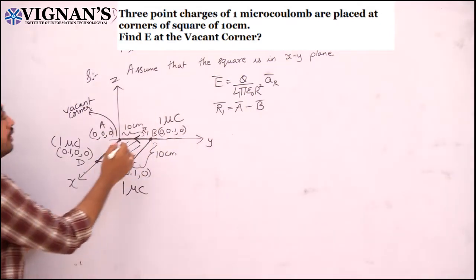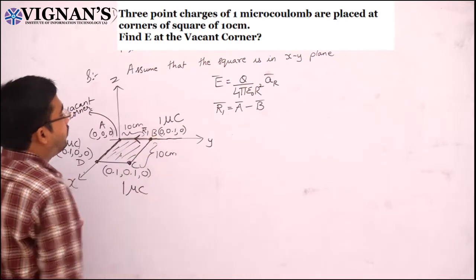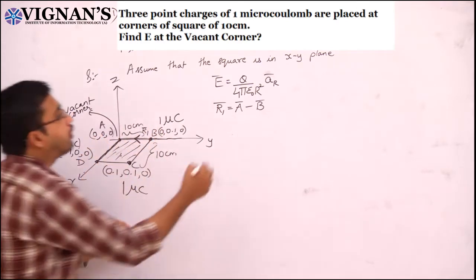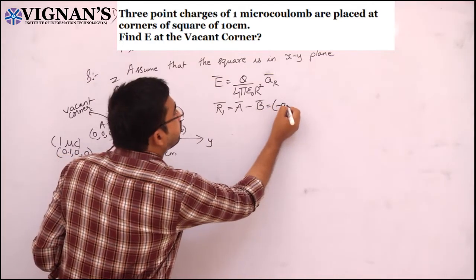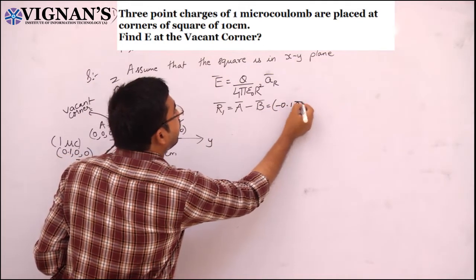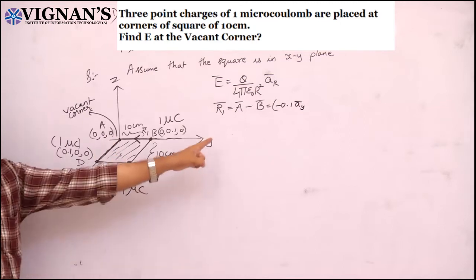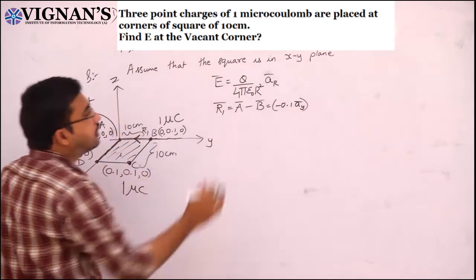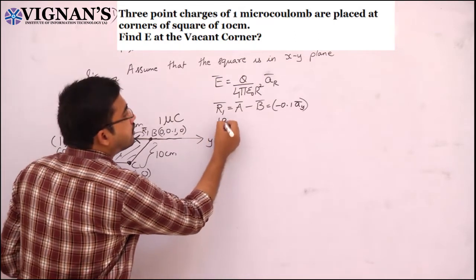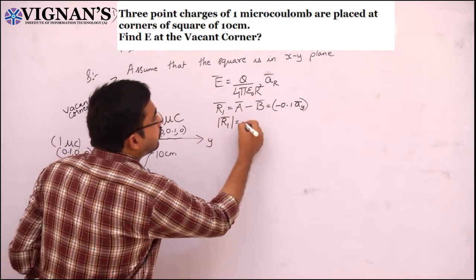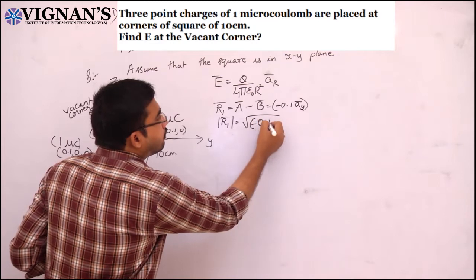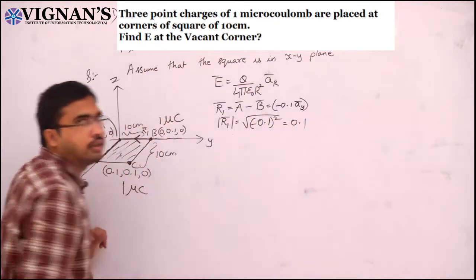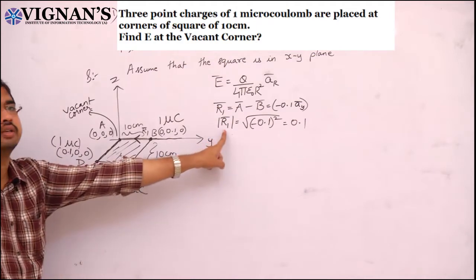So for that, A bar minus B bar means 0 minus 0, 0 minus 0.1, minus 0.1 into AY, and again 0 minus 0 is 0. So this is the distance vector. Now what is the magnitude of this? Root over minus 0.1 square, that means 0.1. This is the magnitude mod R1.